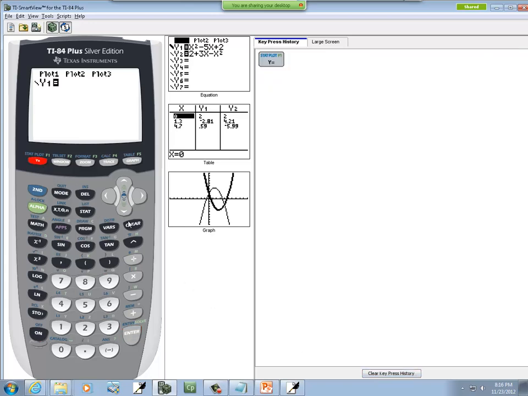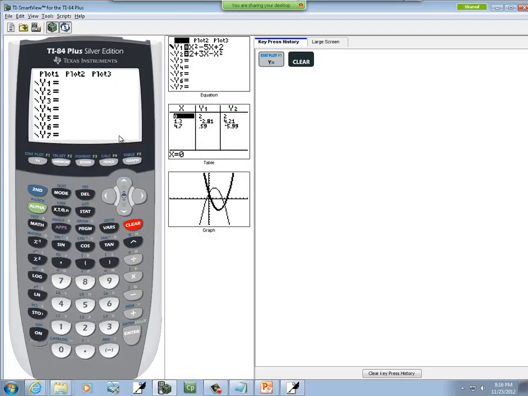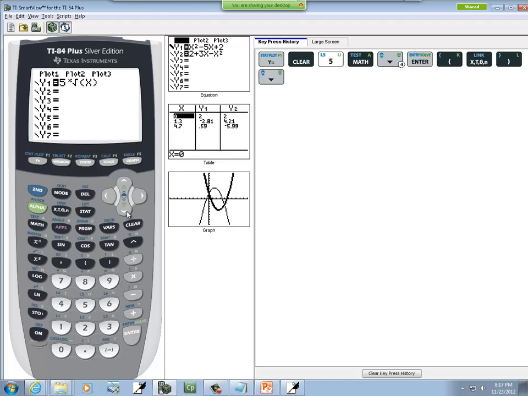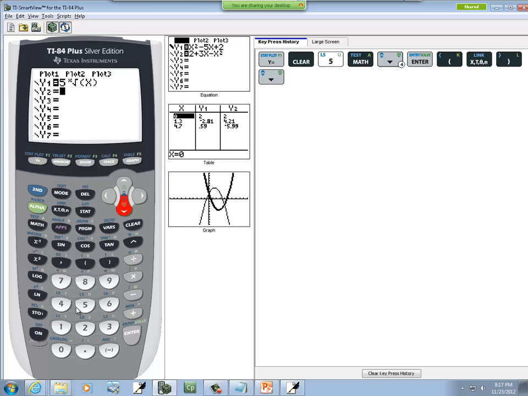I'm going to go to my y equals, clear out what I have there. I'm going to put the fifth root of x on y1. So I'll put my 5 in first, put my index. Then I'll press math, and I'll choose the fifth one, the one with the radical symbol with an x. I'll put a beginning parenthesis, x, closing parenthesis, down arrow, and our other one is x. So put the other graph here.